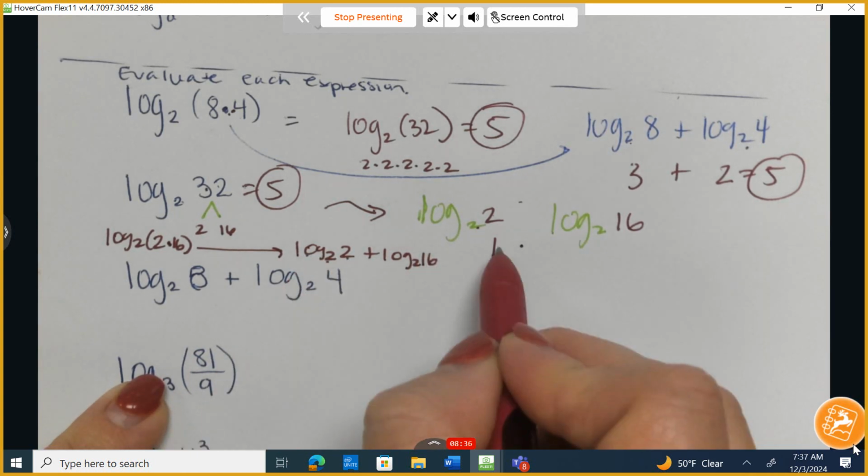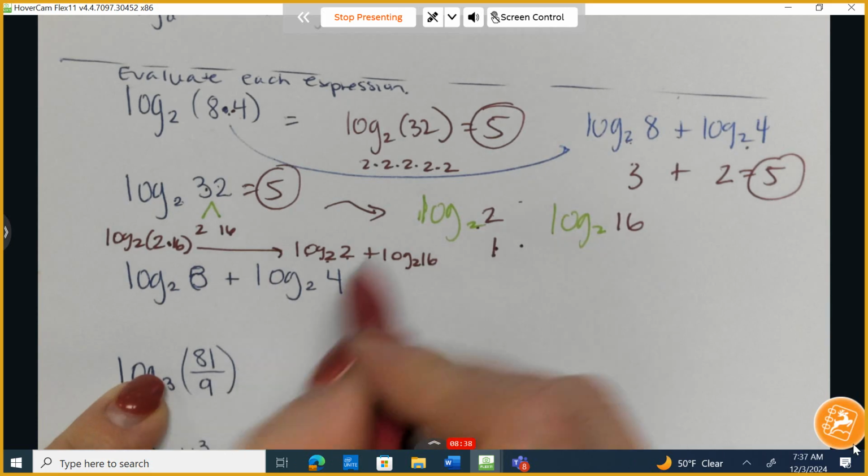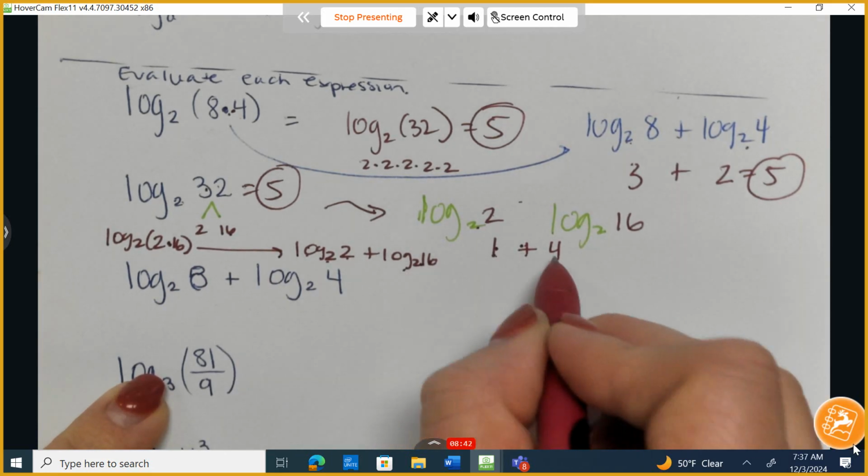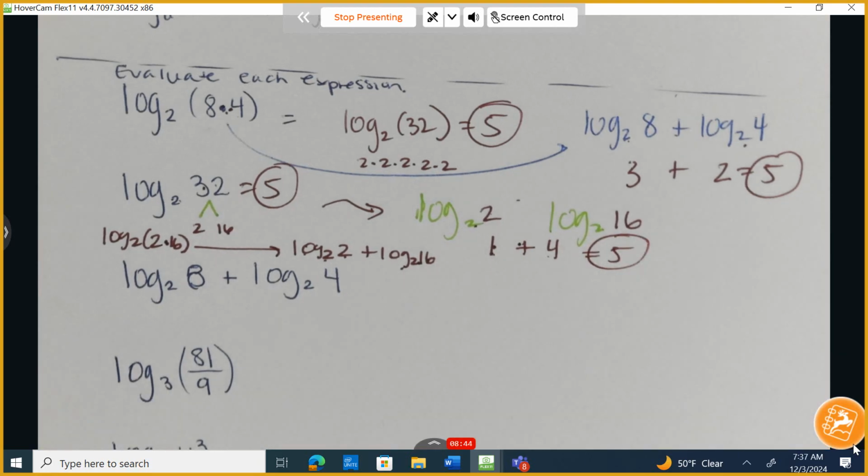Log base 2 of 2 is 1. Log base 2 of 16 is 4. And now when I add them together, I still end up with 5. You are not going to have to show both ways, but I want you to recognize both ways.